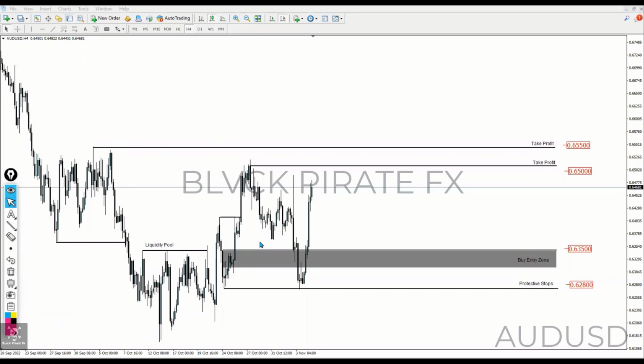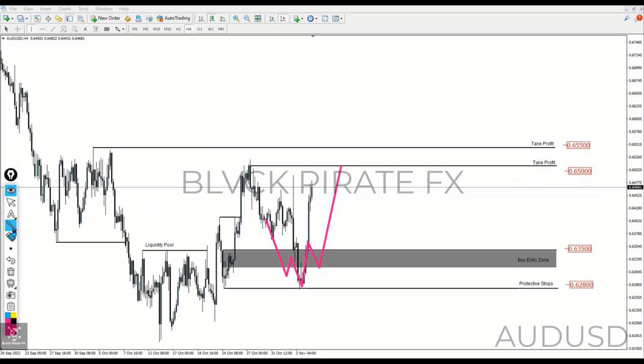I have got AUD USD. This was the trade from the previous week. We have price right here. I'm not sure exactly, but we were waiting for price to get back into this zone. We look for entries. We buy targeting the 0.65 full figure, and then above that we have the 0.6550 mid figure level.